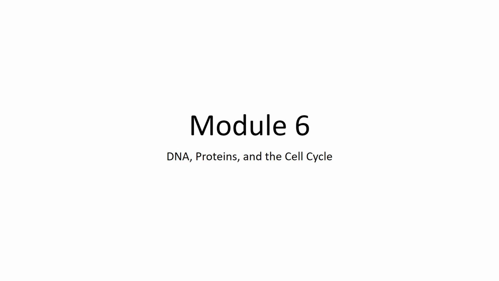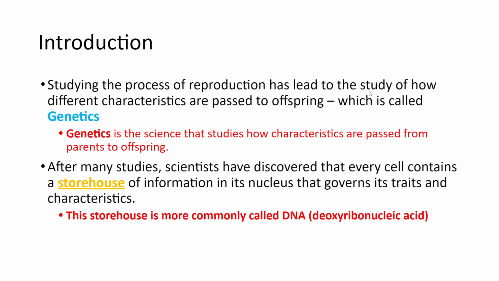Today we're going to look at Module 6. For a brief introduction, we're going to be looking at processes of reproduction and genetics. Genetics is just the science that studies how characteristics are passed from parents to offspring. We know that this passing of traits from parents to offspring requires instructions or a blueprint, and we find these instructions in the genetic storehouse of DNA.